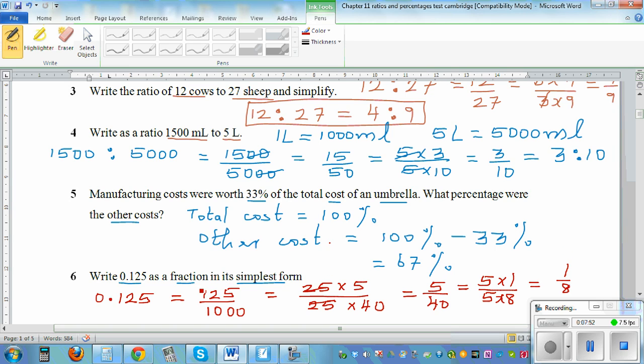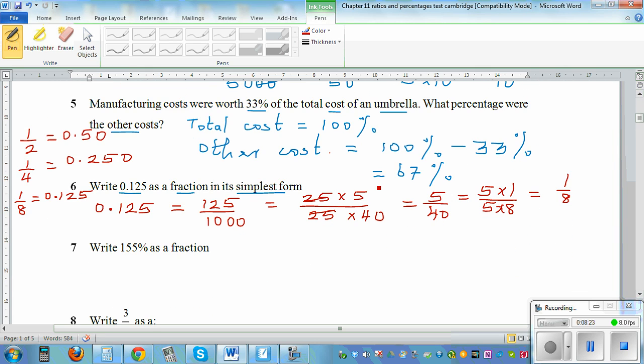Okay, now if you think about it, 1/8, let me explain. If you're good in fractions and decimals, you know half is 0.5 or 0.50. 1/4 is 0.25 or 0.250. So if you know the facts, some of you may be able to know 1/8 is 0.125. And this is how you get to the answer. Okay, let me do the last question.